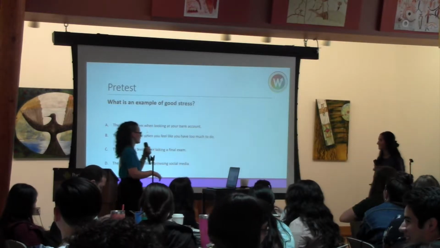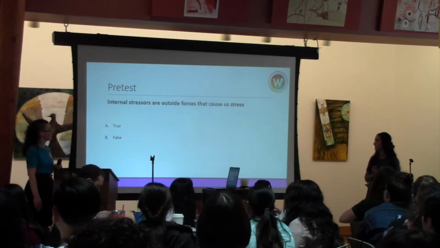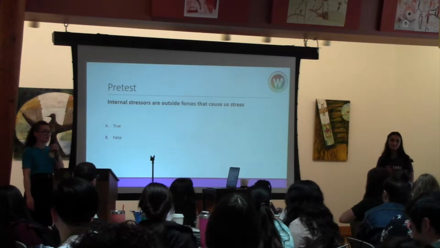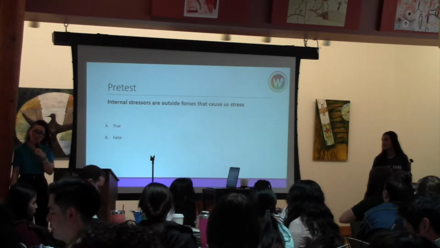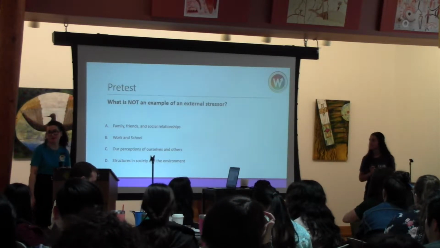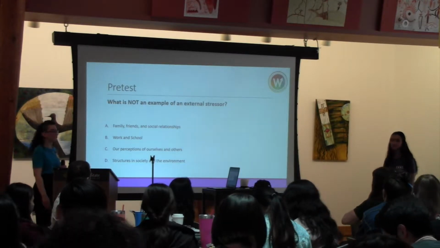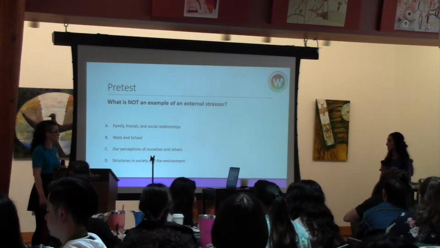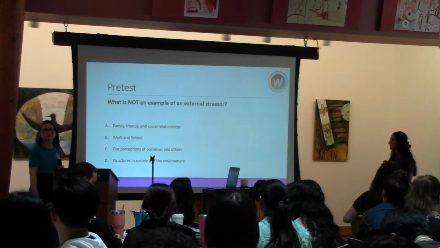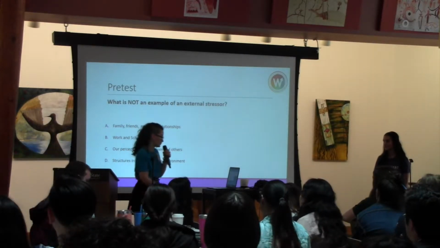Alright, do you want to do the next one? Okay, the next question is, internal stressors are outside forces that cause us stress. A is true and B is false. Go ahead and answer that. Okay, the next question is, what is not an example of external stress? A is family, friends, and social relations. B is work and school. C is our perceptions of ourselves and others. And D is structures in society and the environment. So what is not an example of external stress? All right, next question.